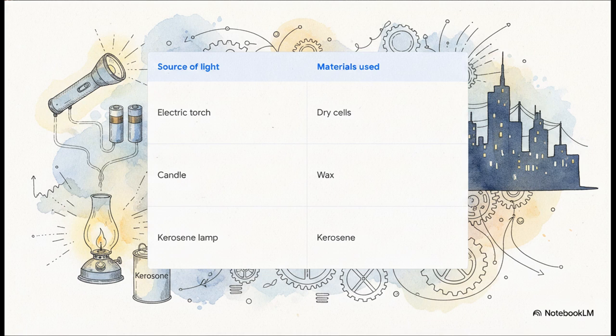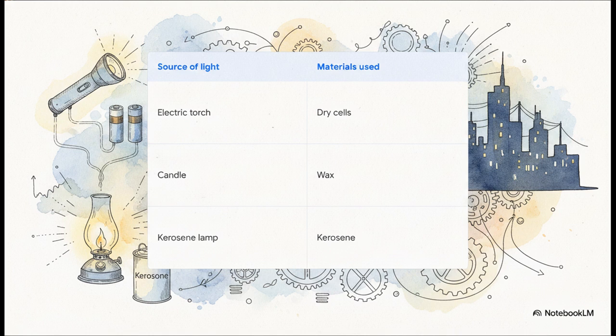And just like that radio, everyday sources of light rely on specific materials to fuel these transformations. We've pulled this table directly from Chapter 7 of the text. An electric torch or a flashlight requires dry cells, batteries, to produce light. A candle relies entirely on the wax it's made of, and a traditional kerosene lamp needs, well, kerosene. In every single one of these instances, a specific material is being consumed to kick off an energy transformation that ultimately gives us light energy.